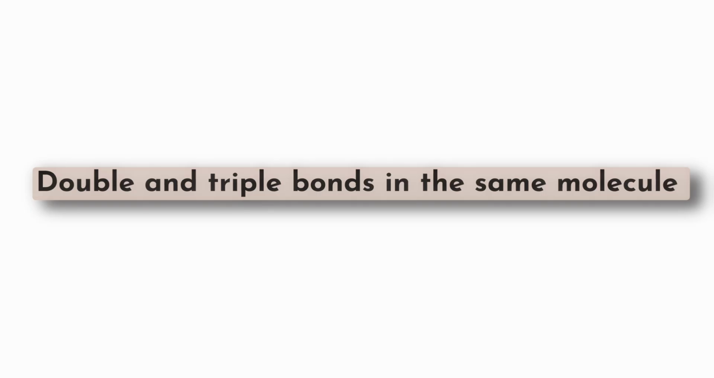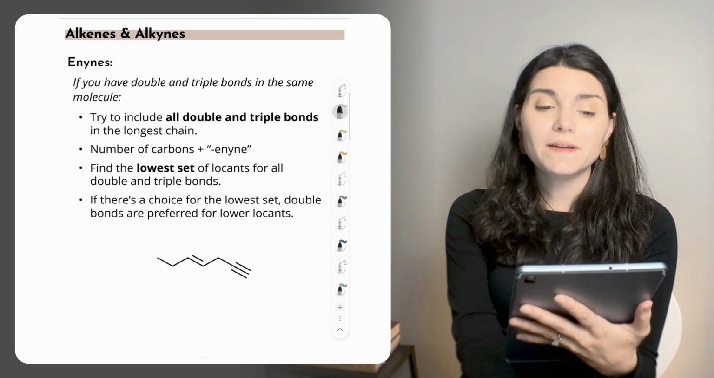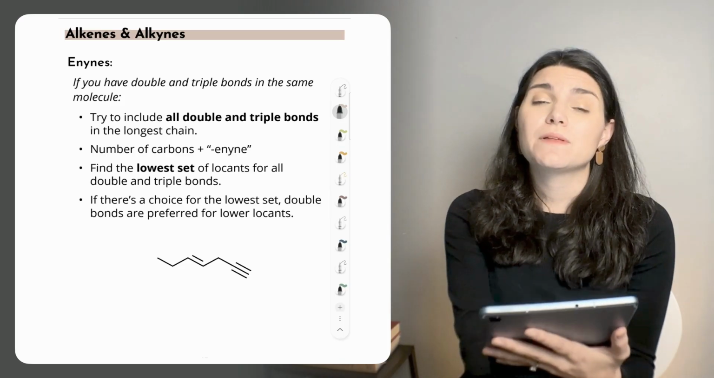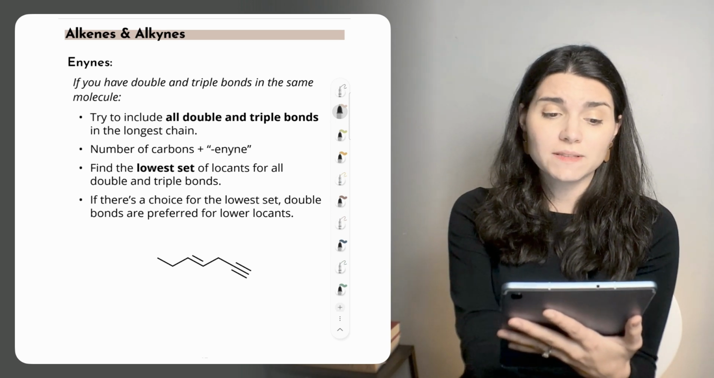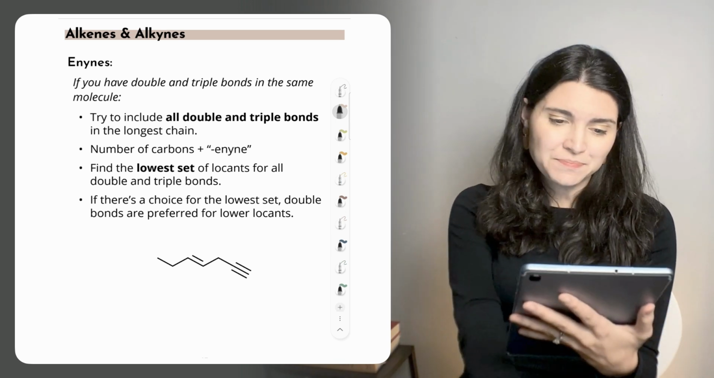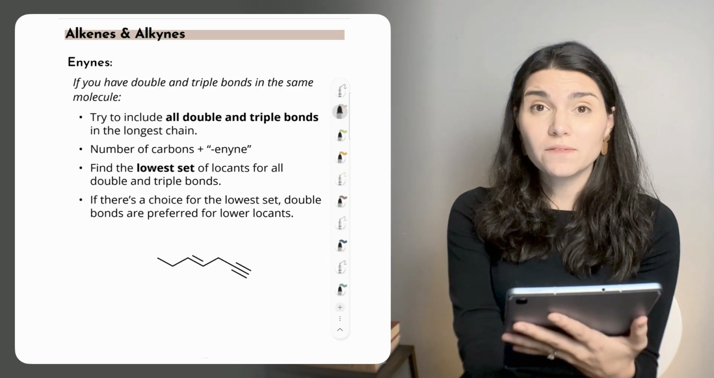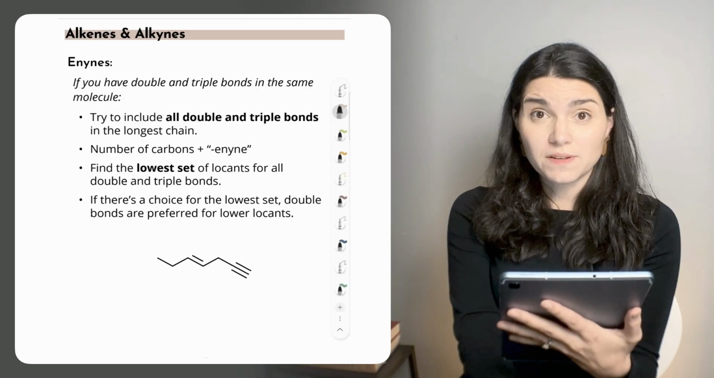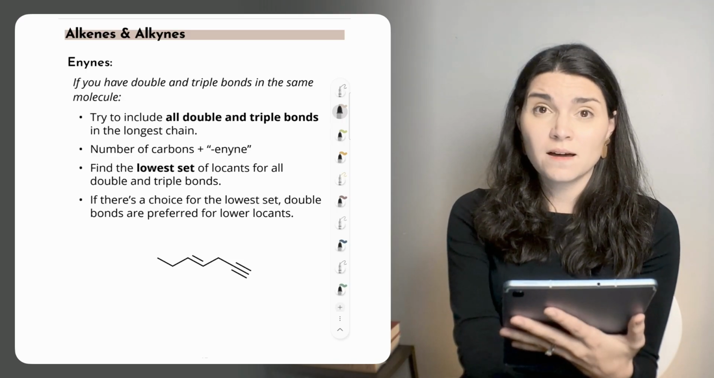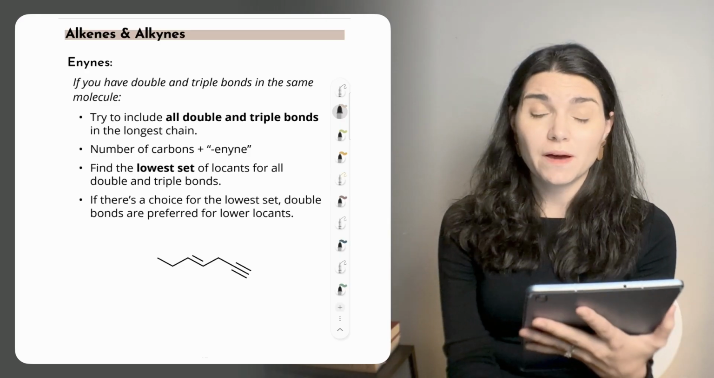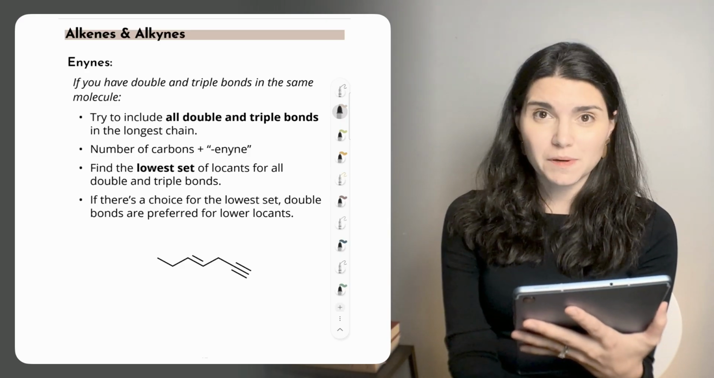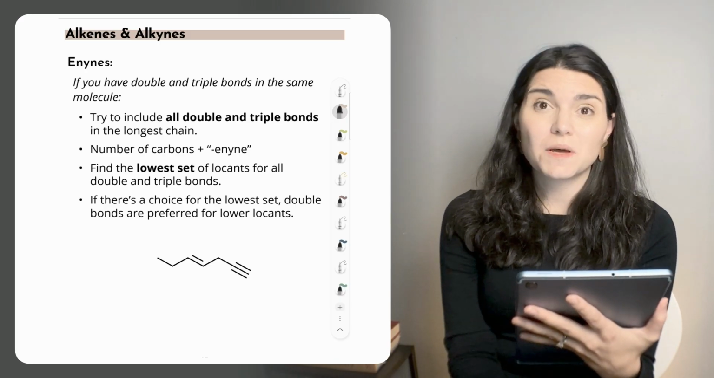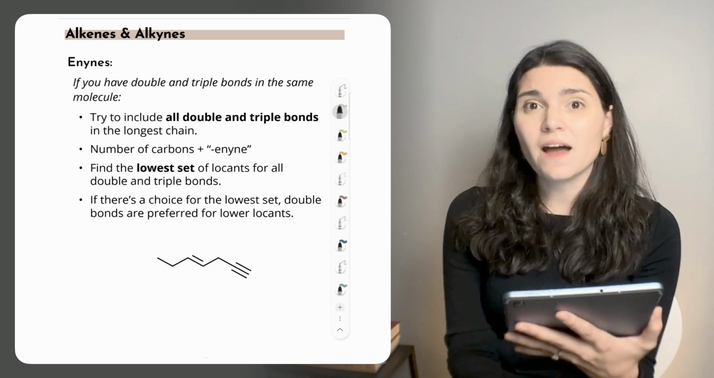All right, in the last part of this section, we're going to talk about what you do if you have a double and a triple bond in the same molecule. Molecules with double and triple bonds in them are called enynes. Very creative. So we're going to try and include all of the double and triple bonds in the longest chain. We're going to name it for the number of carbons and then enyne. Enyne refers to when you have one of each. If you had 2 double bonds and 1 triple bond, it would be dienyne. If you had 1 double bond and 2 triple bonds, it would be enediyne, and so on.